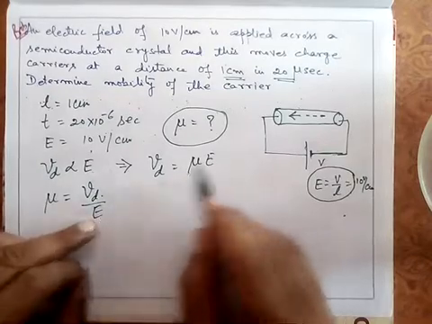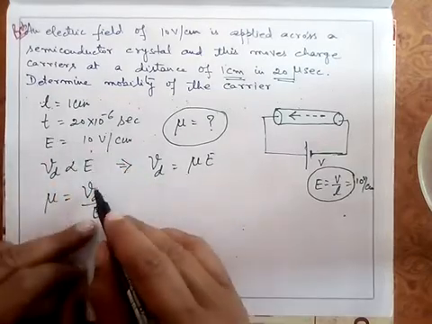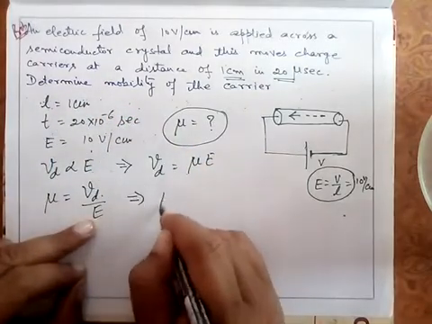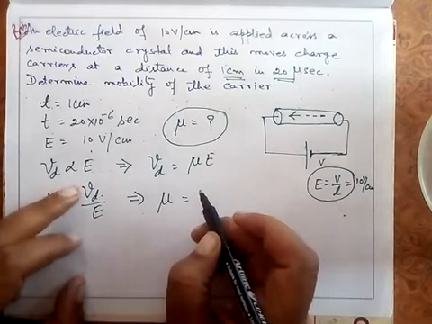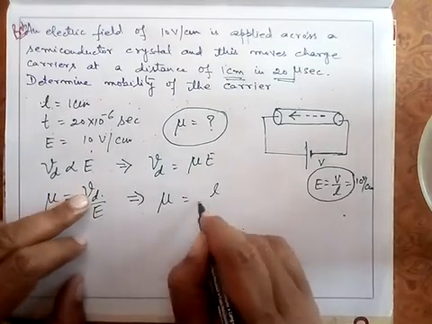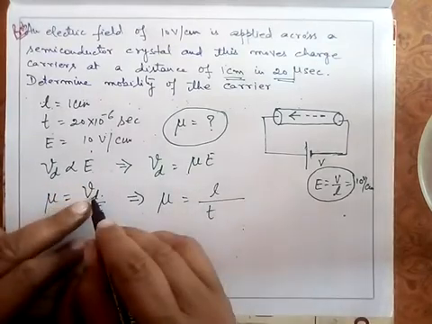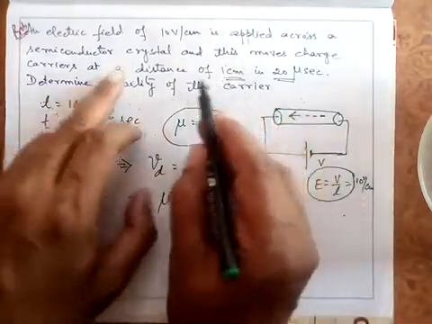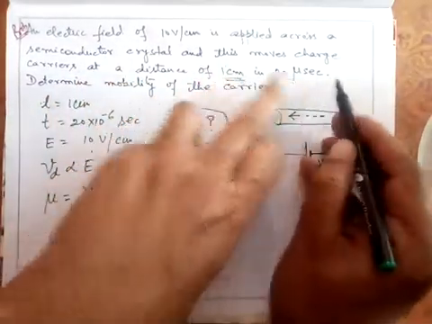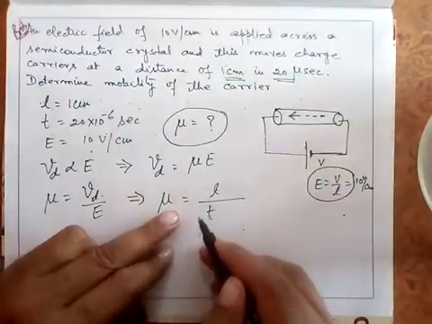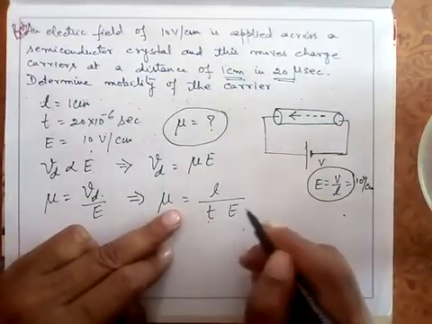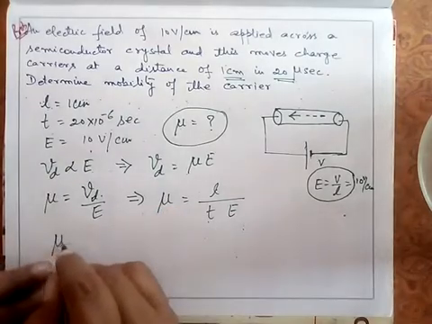Of course, E is given to me. Now velocity I don't know, velocity is distance upon time. So the value of mu will be equal to L upon T, since Vd is distance upon time. It is covering 1 centimeter in 20 microsecond. So the drift velocity will be this much, divided by E. And now I substitute the values.